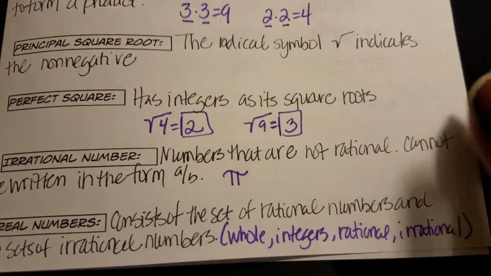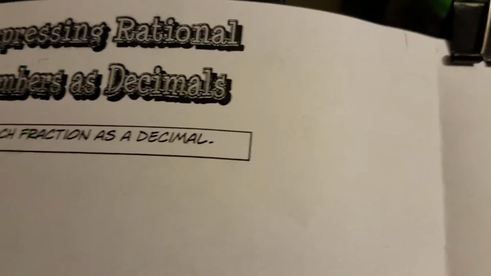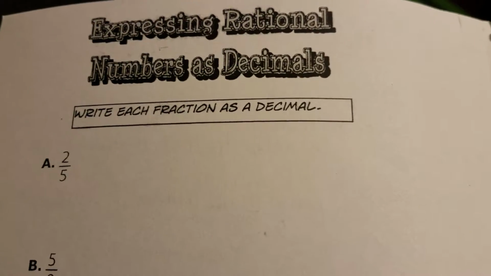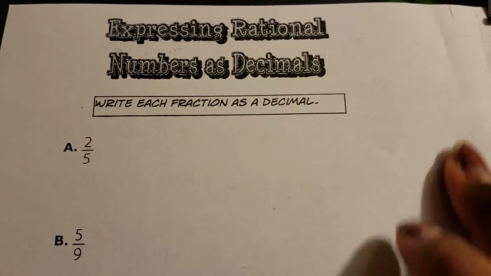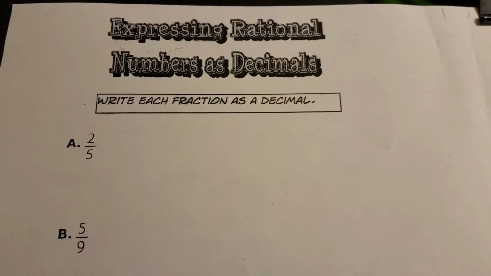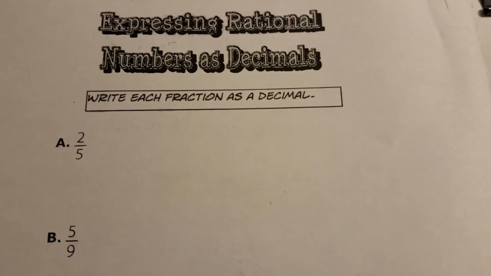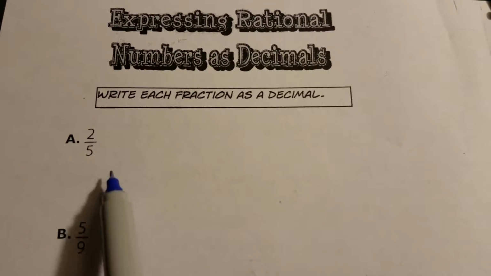All right, we're going to turn over on the inside here. And we're going to start with expressing rational numbers as decimals. So we're going to write each of these fractions as a decimal. Okay? So we know that anytime we want to change fraction to decimal, top dog in the house. This here is one of those benchmark fractions though, 2/5.